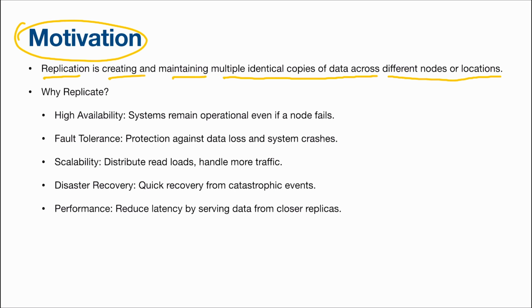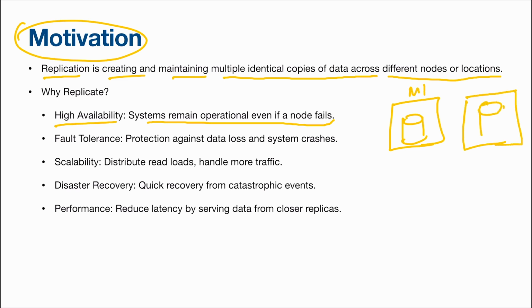Well, we need high availability, so systems remain operational even if a node fails. Let's say I have a database in machine 1 and I have another copy of the same data in machine 2. In case machine 2 goes down, machine 1 is still available and the users can still access it. This is the concept of high availability, where even though the system partly fails, the other bits of the system keep on working as expected.